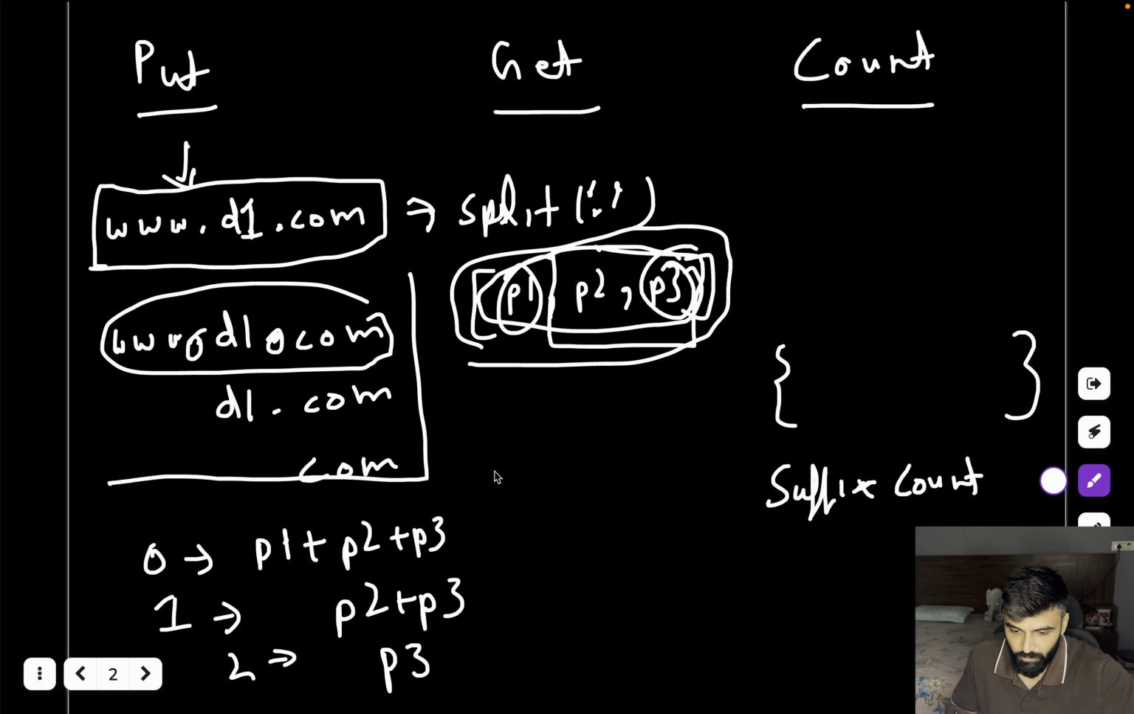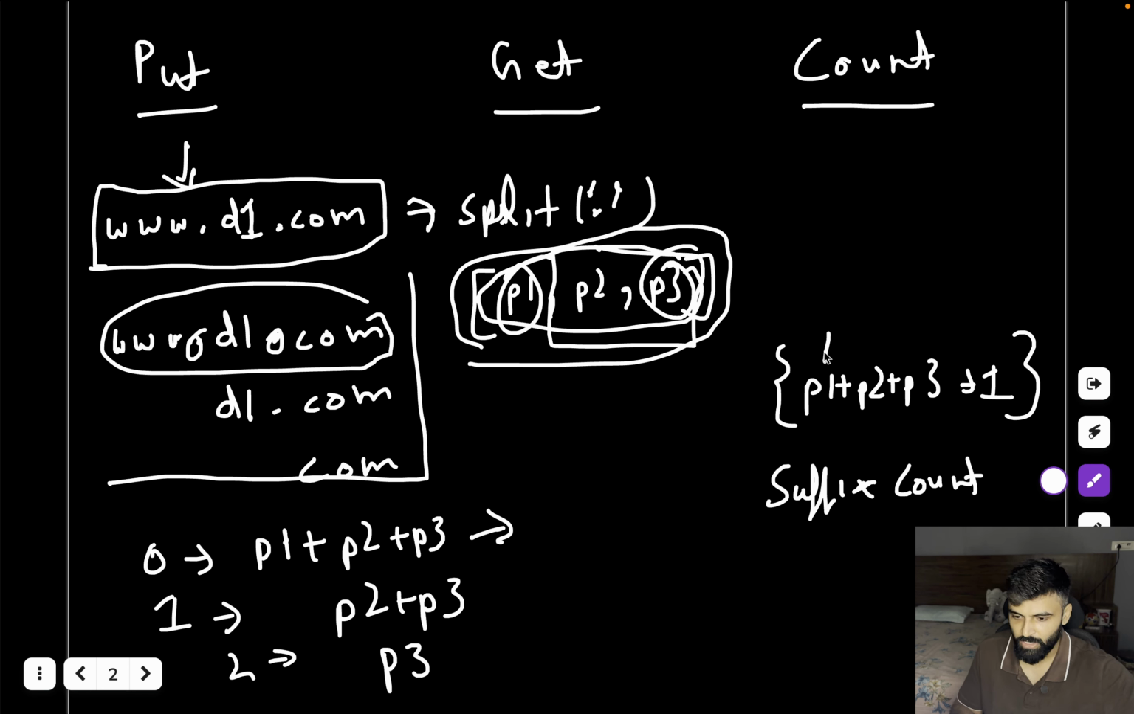Okay, and I will store these suffixes into my suffix count. So this is my P1, P2, P3, and the count for it is 1. For P2, P3 the suffix count is also 1, and for P3 it is also 1.